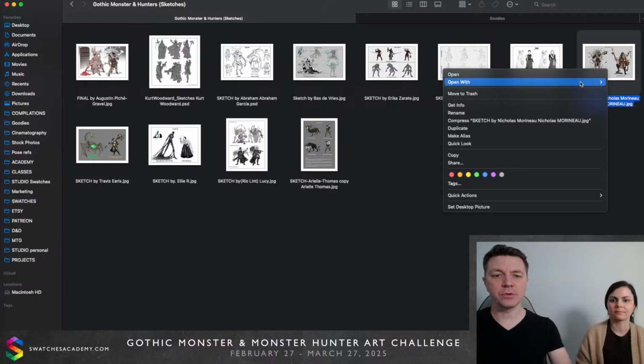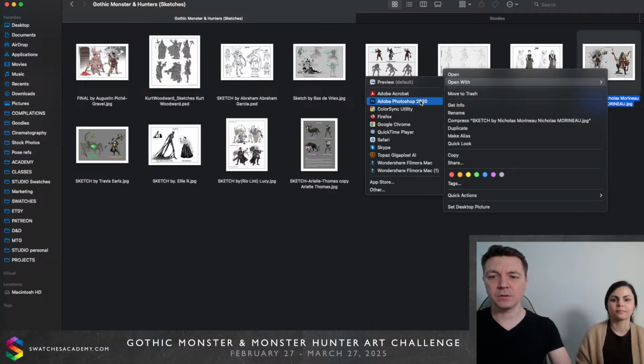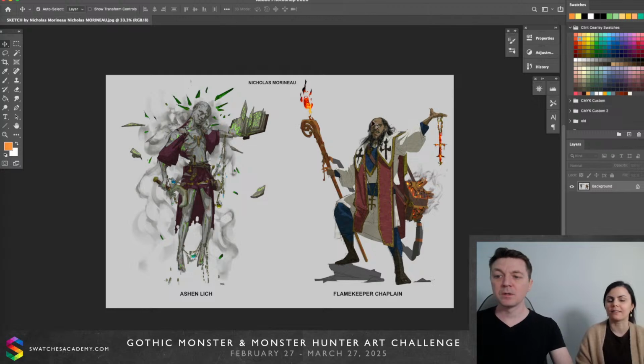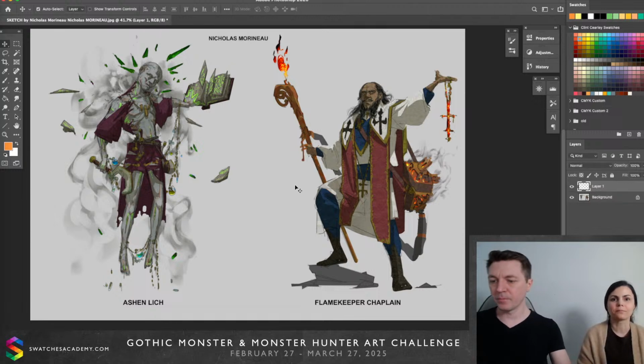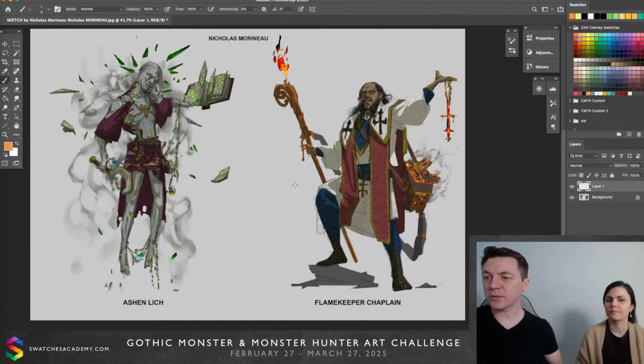Okay, Nicholas is up next, and let's see, who did you do? Nicholas is here. Okay, Nick, you're also doing the Ashen Lich and the Flamekeeper Chaplain. Also, good directions here. Not only did you do the two, but you did them with more finish. We got colors, we got some lighting blocked in on these guys. So some solid stuff here.